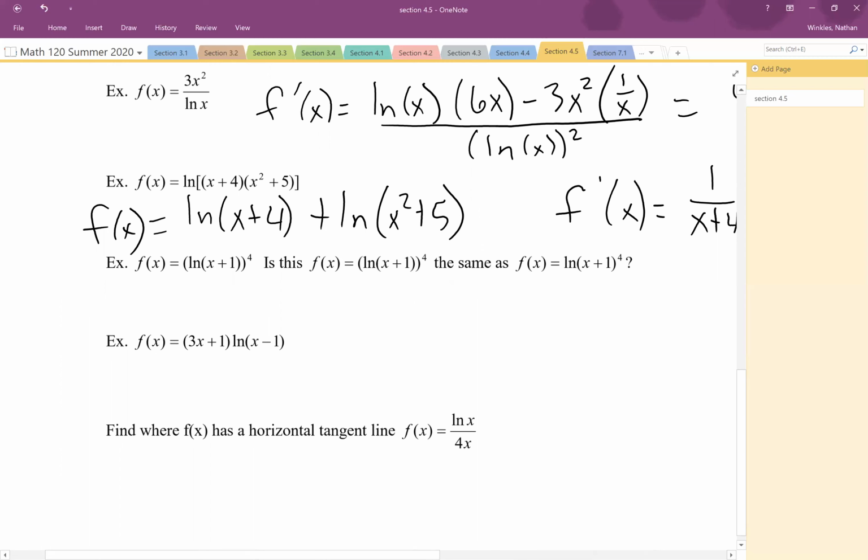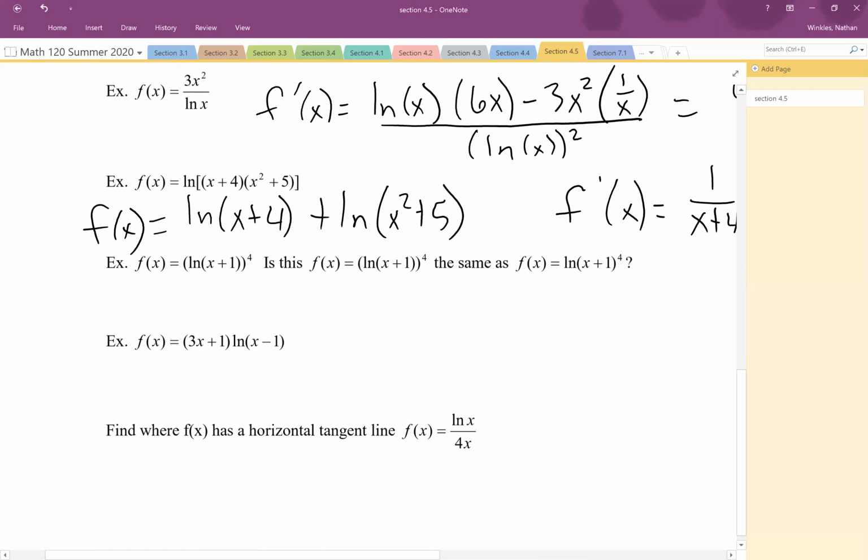So, example. f of x equals the natural log of x plus 1 all raised to the 4th. Is this f of x equals ln of x plus 1 all raised to the 4th the same as f of x equals ln of x plus 1 to the 4th? Well, let's think about that.